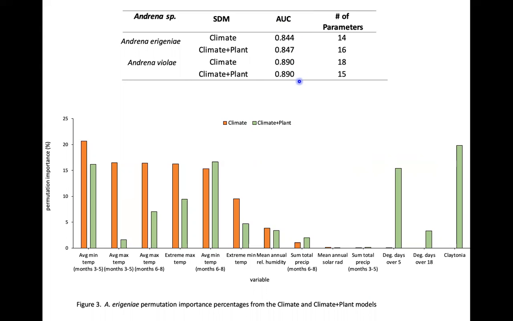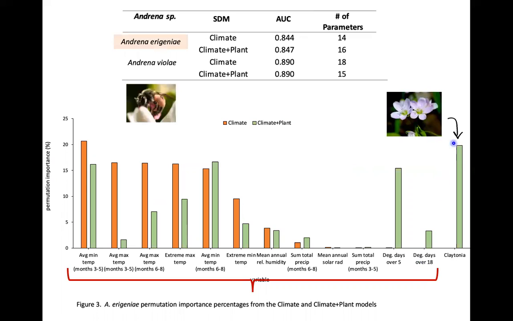And so I also looked into how important each individual variable was, which was measured by its permutation importance. And so all these variables at the bottom are the different climate variables, and the one at the end is the host plant. For Andrena eriginae, its host plant had contributed a lot. It was very important relative to the climate variables.